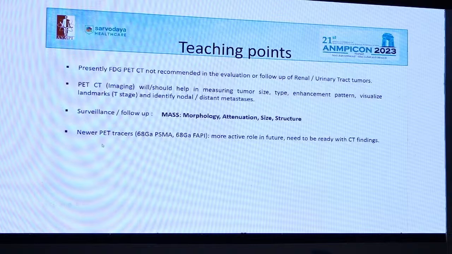And newer radiotracers, gallium-68 PSMA, gallium FAPI, I'm sure this will be discussed extensively in the upcoming talks. They indicate that there may be a larger role for PET-CT in the future as far as renal and urinary tumors are concerned. We need to be ready with that.